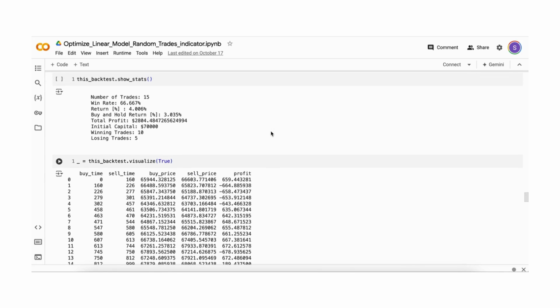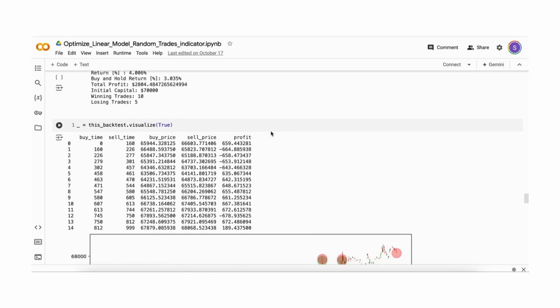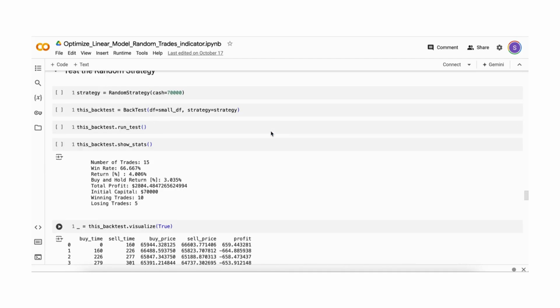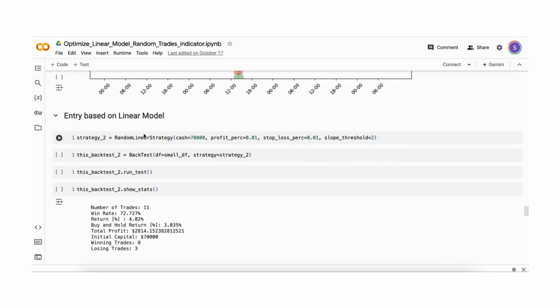If you have followed my previous videos, you know that I tested this random strategy, which gave us a win rate of around 66% and a return of around 4%. Now, what happens if in this situation we apply our linear regression strategy? So we define this random linear strategy, and if you want to know how we define our backtests, these are based on the backtest library, which we discussed in a previous video, which again I will link to in the description below.